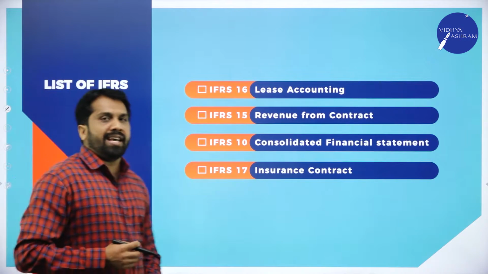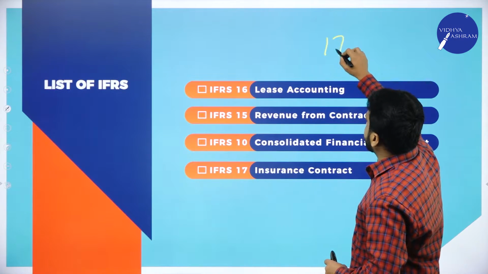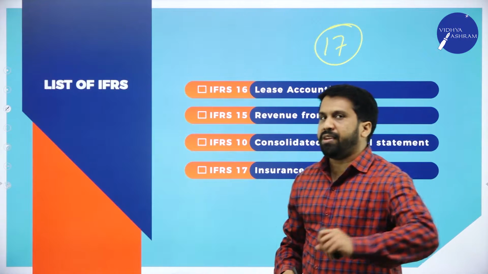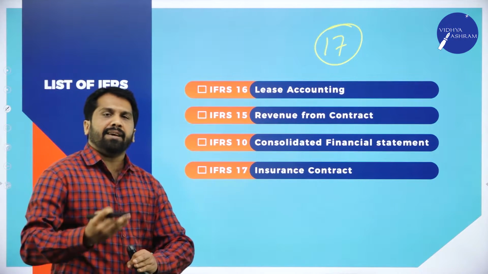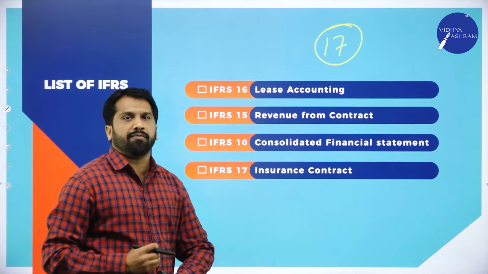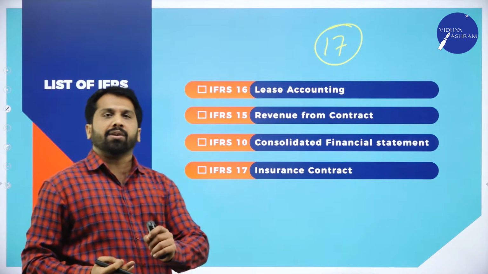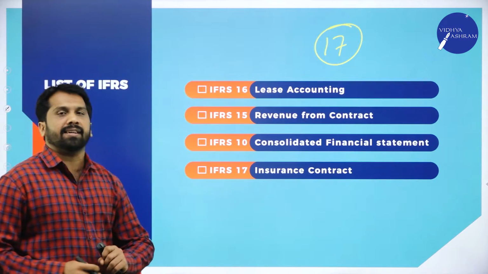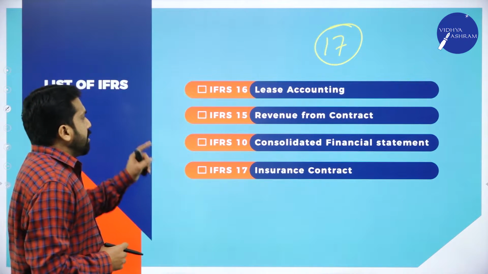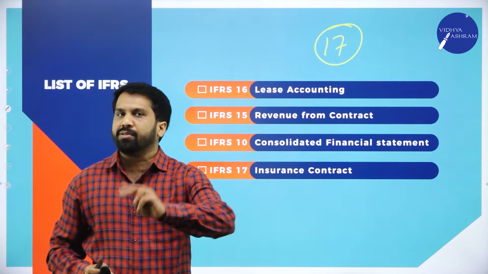Now, list of IFRS. Right now we have 17 IFRS. How many rules we have? We have 17 IFRS right now. Every year or every couple of years, they add 1 or 2 IFRS according to the requirement. Right now, we have 17 IFRS, though you need not remember all 17. Any 2 you have to remember.